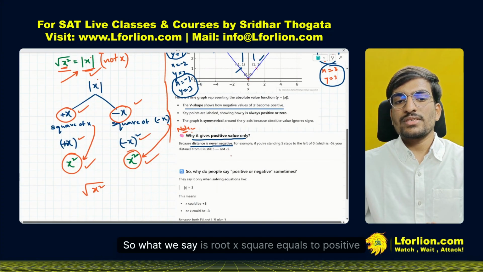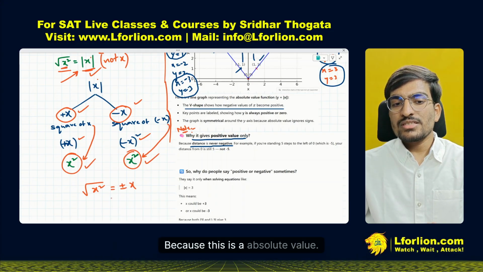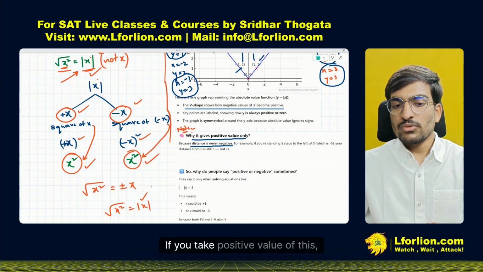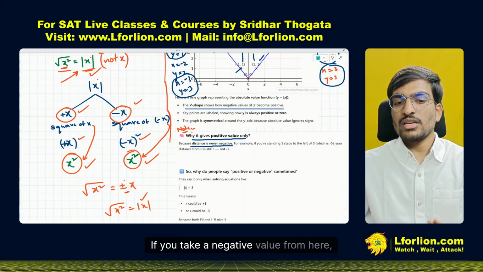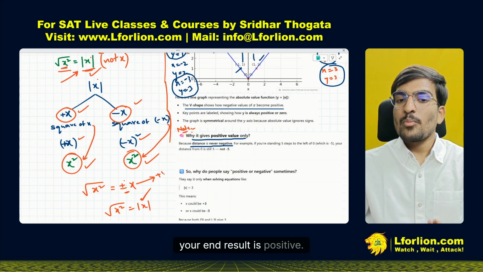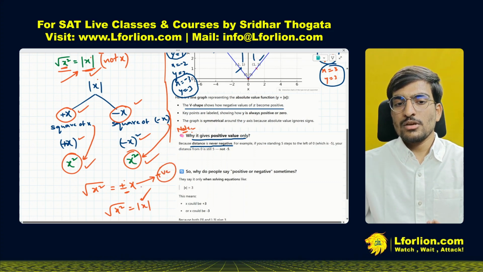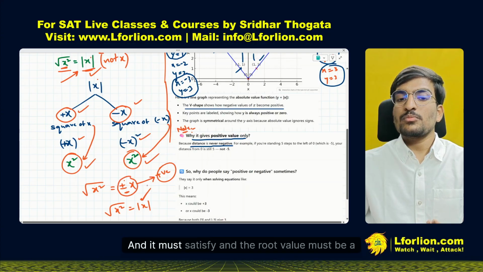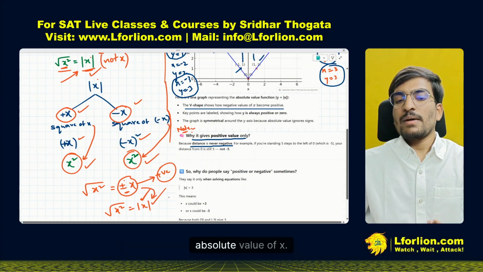So what we say is root x square equals plus or minus x, because this is an absolute value. Root x square equals the absolute value of x. If you take a positive value of this, you get a positive result. If you take a negative value from here, you get a positive result. Whatever it is, your end result is positive. So that's why root x square equals plus or minus x, both work, and the root value must be a positive value. That's why we took, in place of plus or minus x, the absolute value of x.